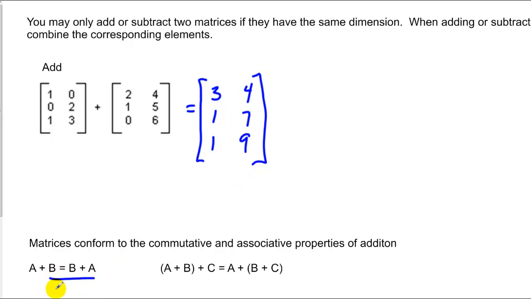Now, matrix addition is commutative and it's also associative. So you can add in either direction and group in either direction and go ahead and add.